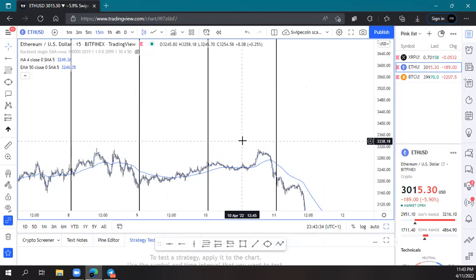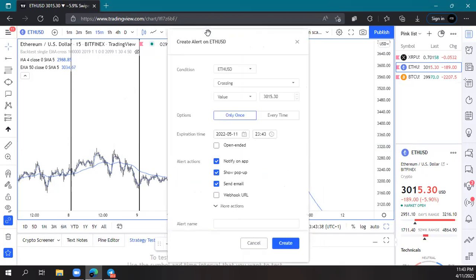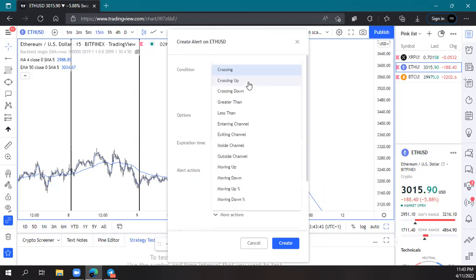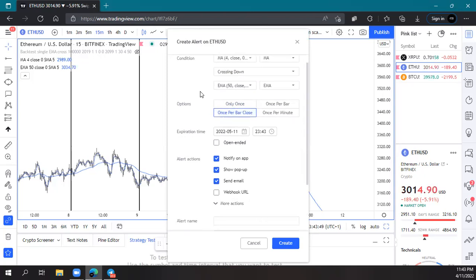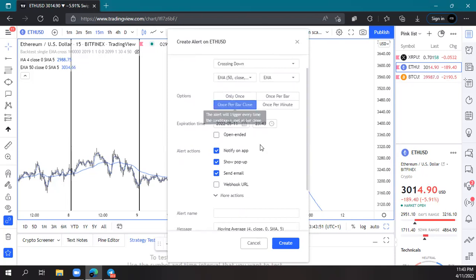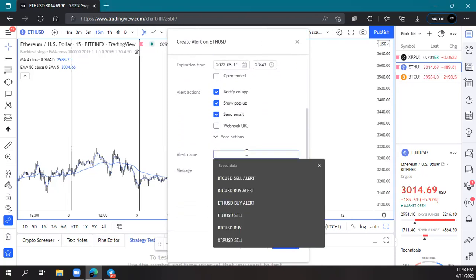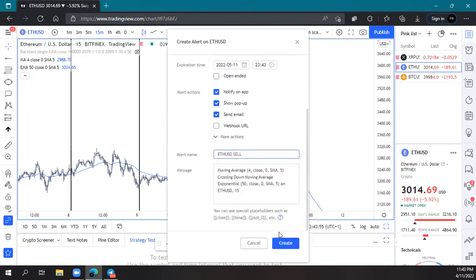Now, since we've done the buy, what are we going to do next? We do the sell. Come back to create alerts. Now we're going to do MA crossing down the EMA. Once we do MA crossing down the EMA, we click on once per bar close. What we simply do here is name it ETH sell.